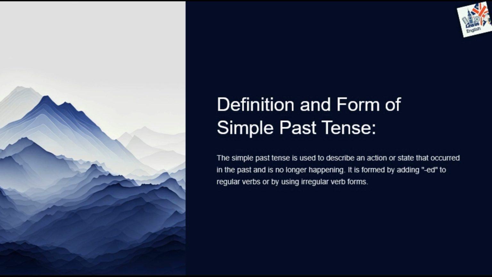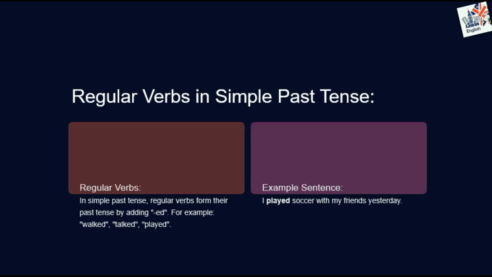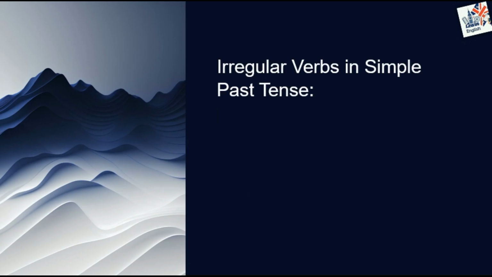Regular verbs in simple past tense. Regular verbs form their past tense by adding ed. For example, walked, talked, played. Example sentence: I played soccer with my friends yesterday.